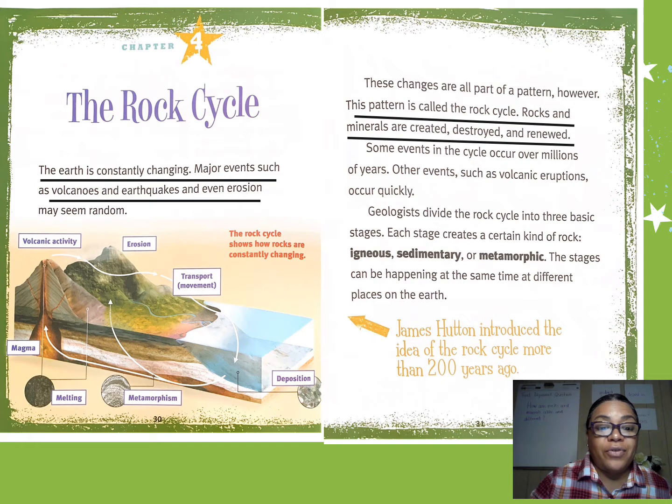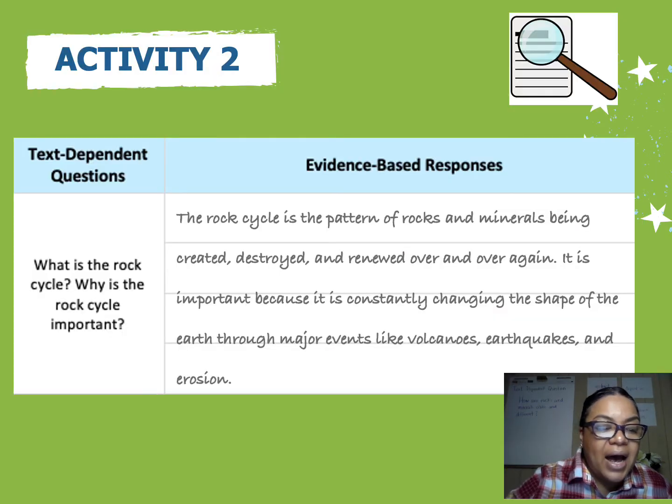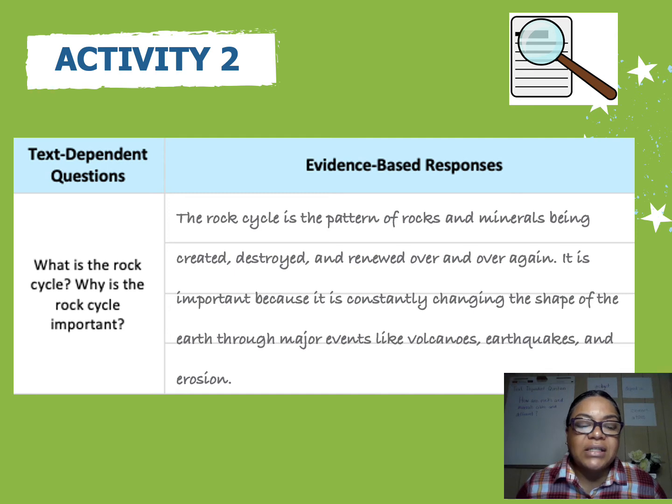Just like fourth graders. Fourth graders also are a very big deal. So now that I went back into the text, I got my evidence to support my answer. Let me write it down. I said the rock cycle is the pattern of rocks and minerals being created, destroyed, and renewed over and over again. And it is important because it is constantly changing the shape of the earth through major events like volcanoes, earthquakes, and erosion.